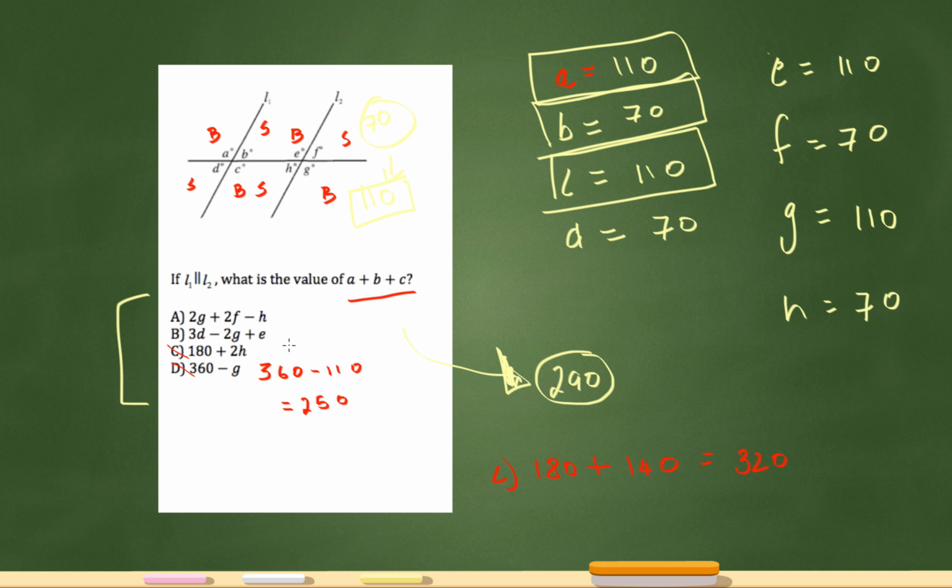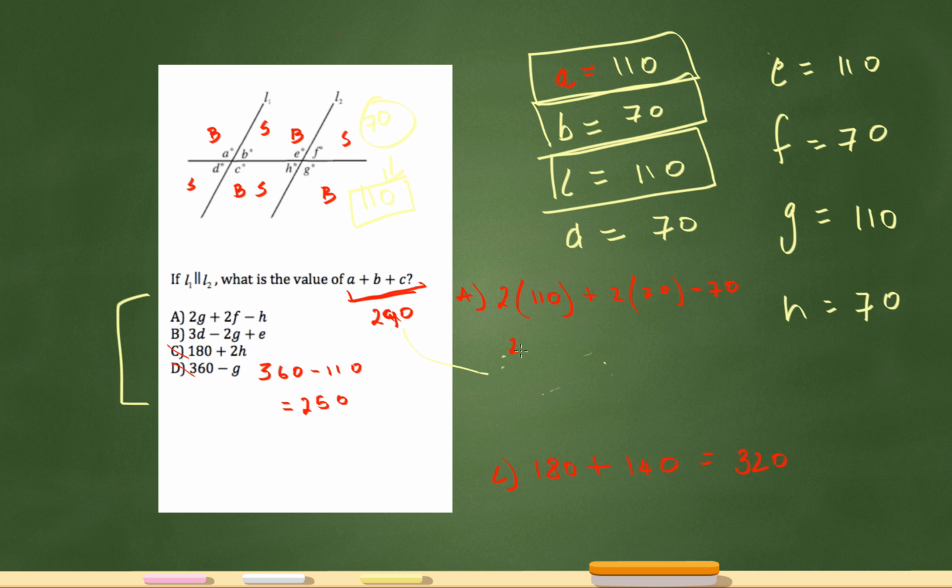Now I'm left with A and B. They get a little bit more annoying with the math. Let me get rid of this. We know that A plus B plus C is 290, so let me rewrite that over here, because that's what we're looking for. We're looking for which one of these answer choices gives us 290. So let's start with A now. A is saying 2 times G, so that's 110, plus 2 times F, which is 70, minus H, which is 70. Let's see if that gives me 290.